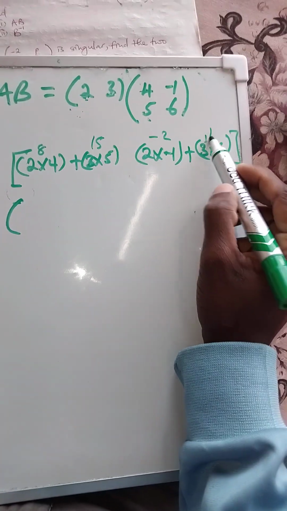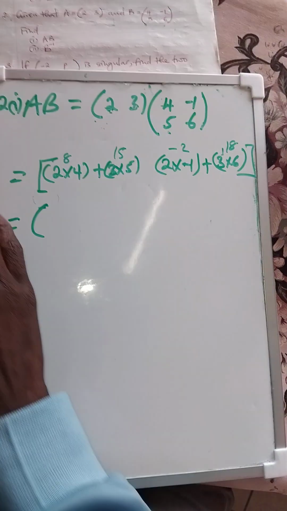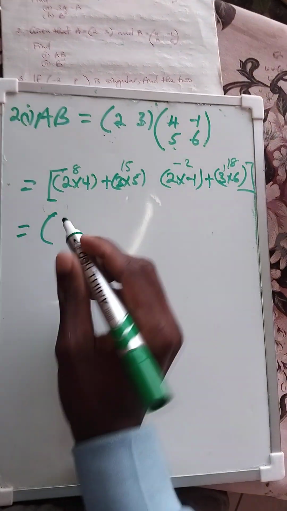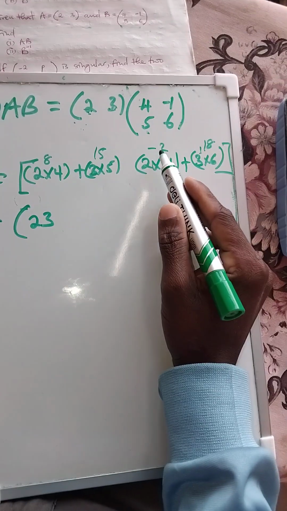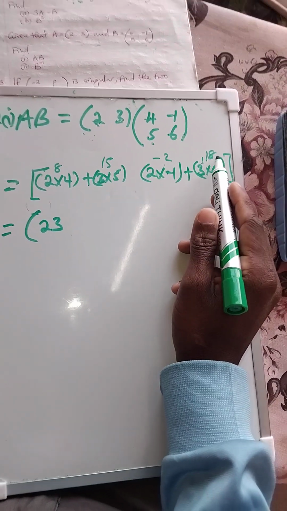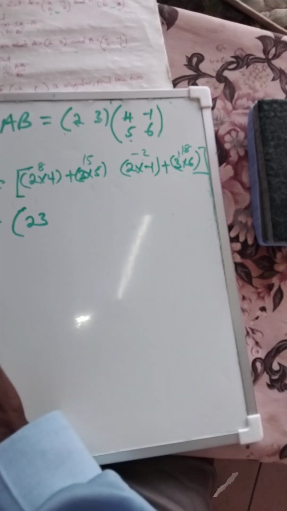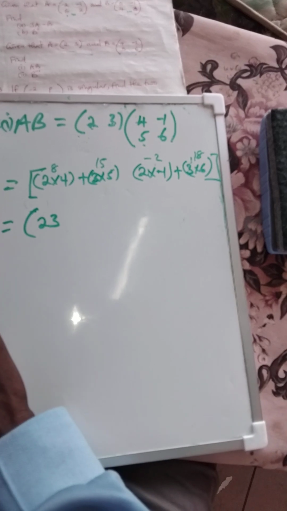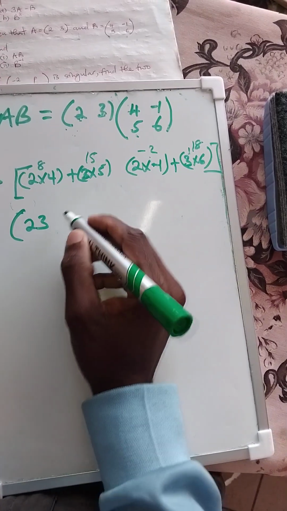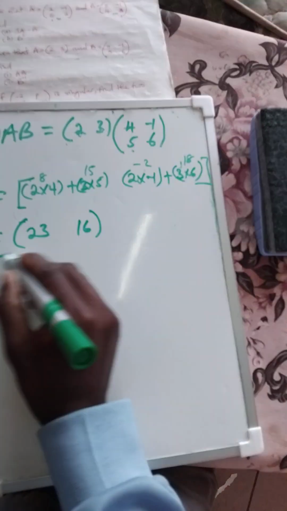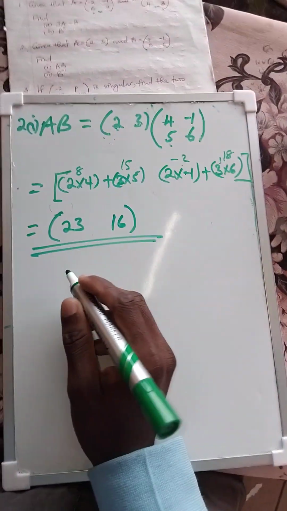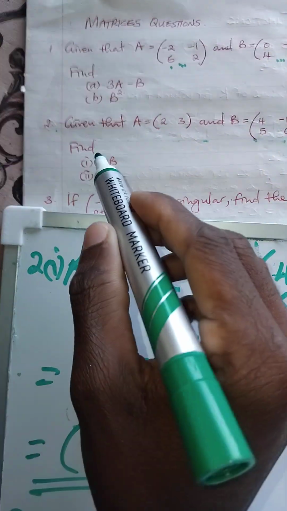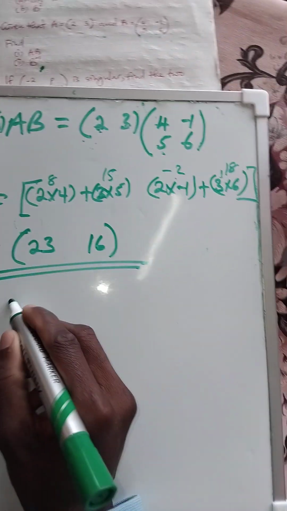-2 and 18, and 8 plus 15 is 23, then -2 plus 18 is 16. Yes, okay. Then item 2, find the inverse of B.